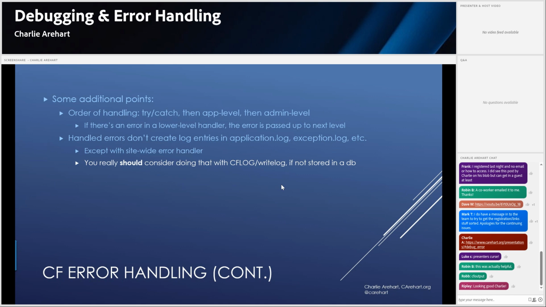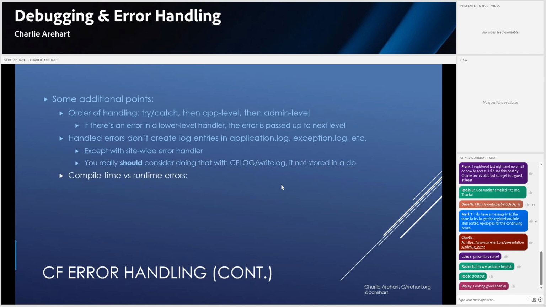I know a lot of people send an email to Bob, and then Bob gets fired or leaves the company. Now nobody's getting the email that says there's an error occurring. But if you were to write it to a log in the error handler, you can use CF log or write log. And I show that in comments and all those examples.